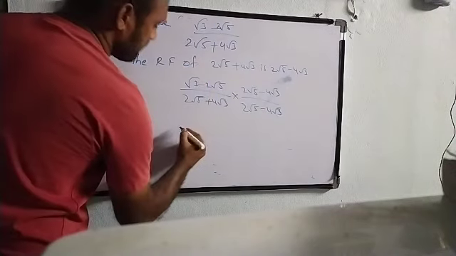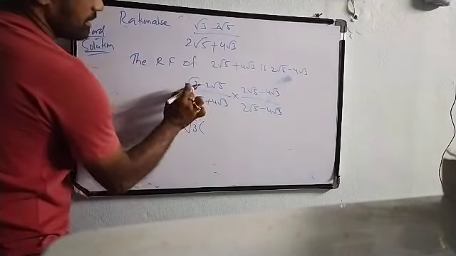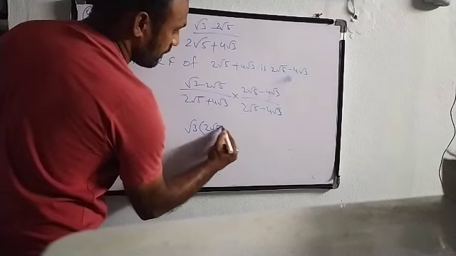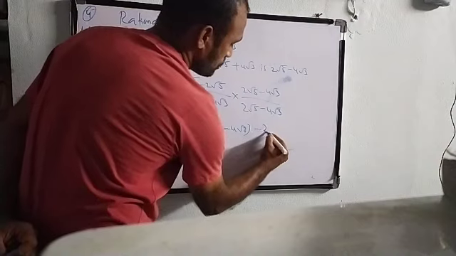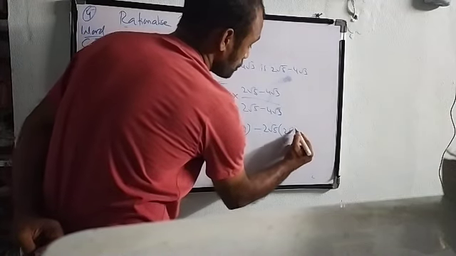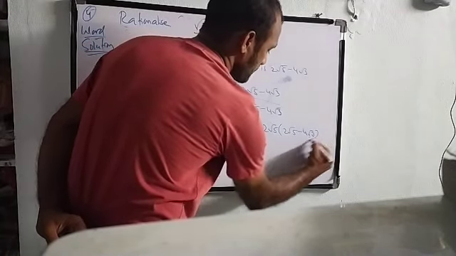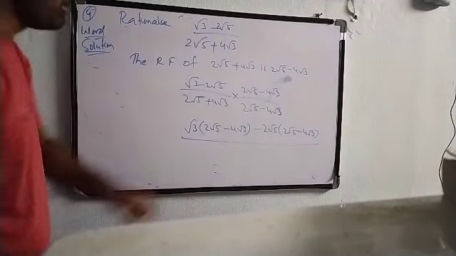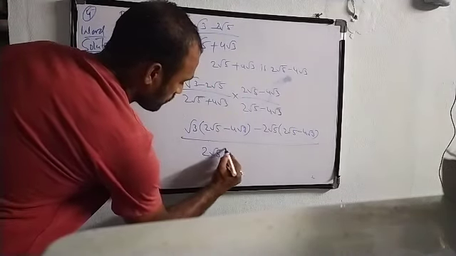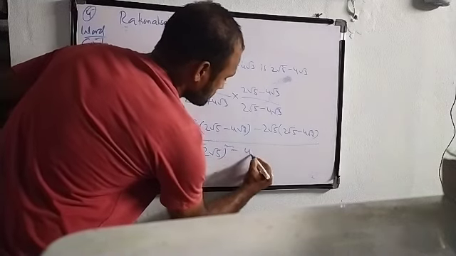So here multiply. Root 3 into the total, that is 2 root 5 minus 4 root 3, minus 2 root 5 into 2 root 5 minus 4 root 3. In the denominator it will be in the form of a plus b into a minus b, so we can write a square minus b square.